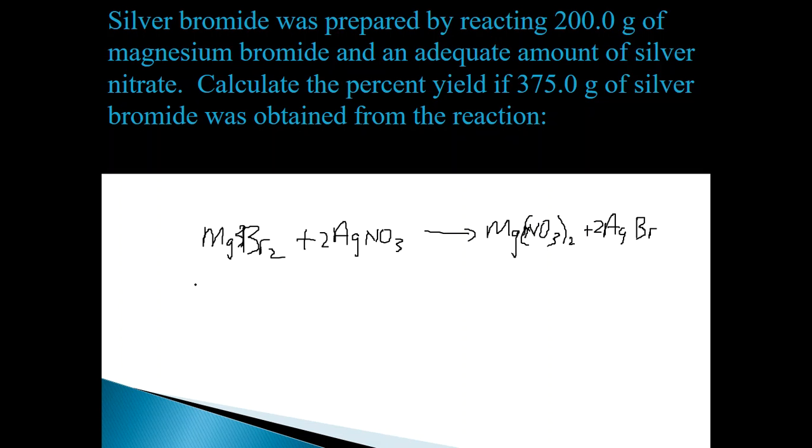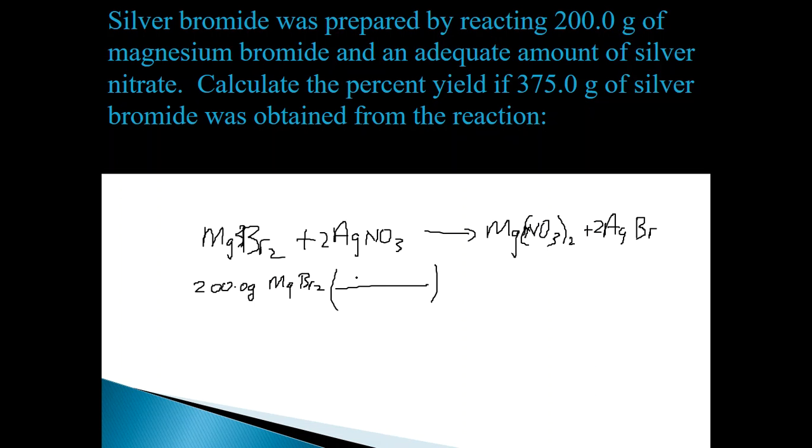So in this question, they gave us 200.0 grams of magnesium bromide, right? Now you'll notice the way the question is worded, it says an adequate amount of silver nitrate. So what that tells us is that it is the silver nitrate that's the excess reactant, and the magnesium bromide that would be the limiting reactant. So basically, the magnesium bromide is what determines the theoretical yield.